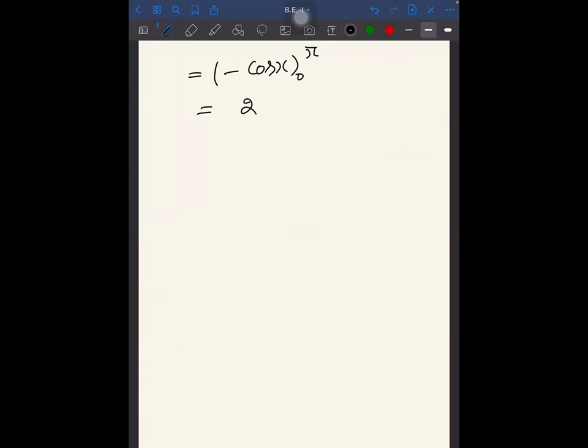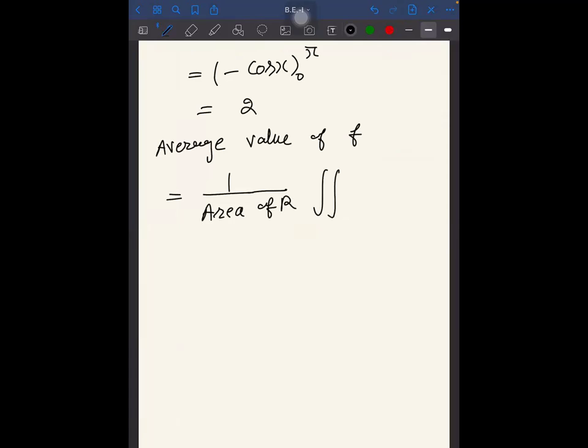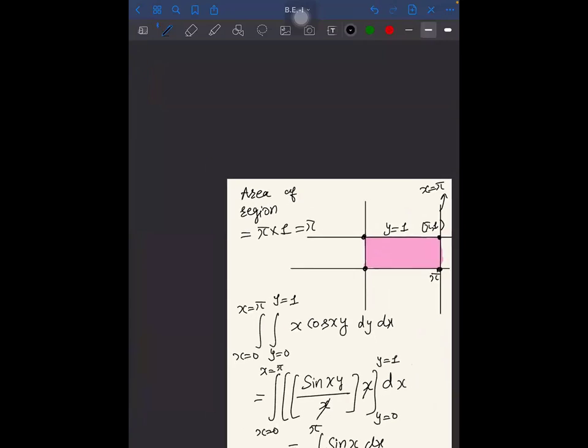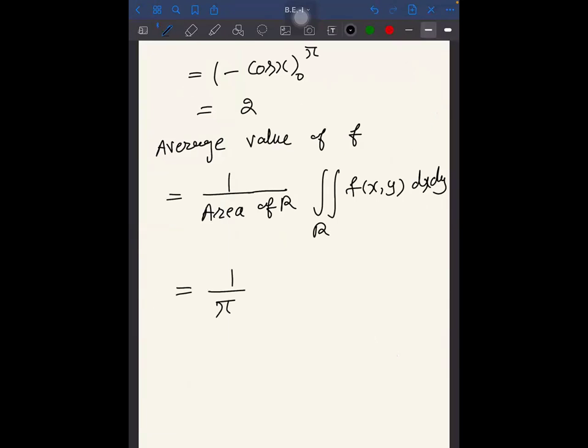Now if we want to find the average value of f, it is 1 upon the area of R times the double integral of f(x,y) dy dx over region R. We have already calculated the area of the region, that is pi. So we have 1 upon pi, and the value of this integral is 2. So the average value of f is 2 upon pi.